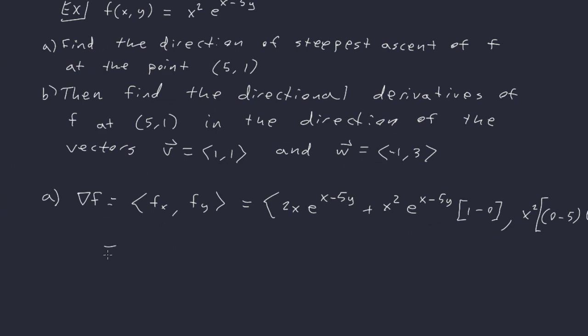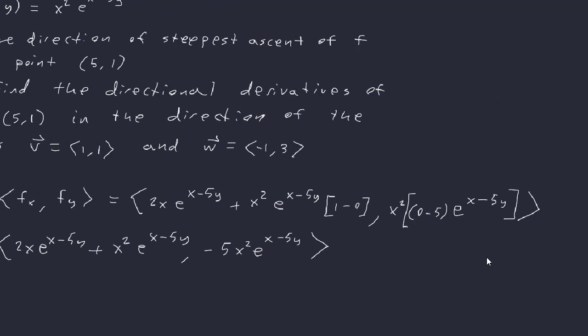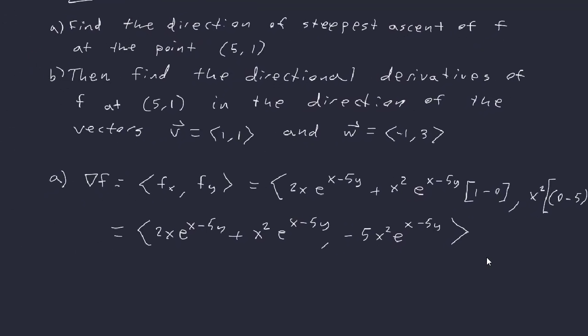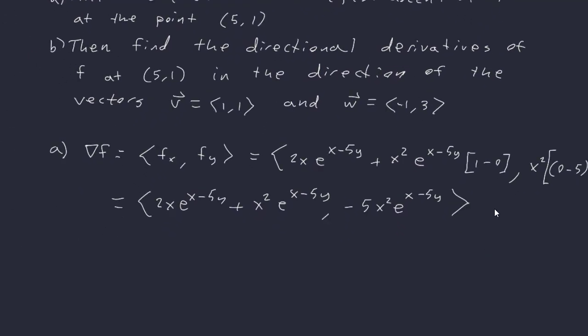Okay, so the simplified version of this I'll put here. It will just be 2x e to the x minus 5y plus x squared times e to the x minus 5y, comma, negative 5x squared e to the x minus 5y. Okay, making sure I have everything. There we go.